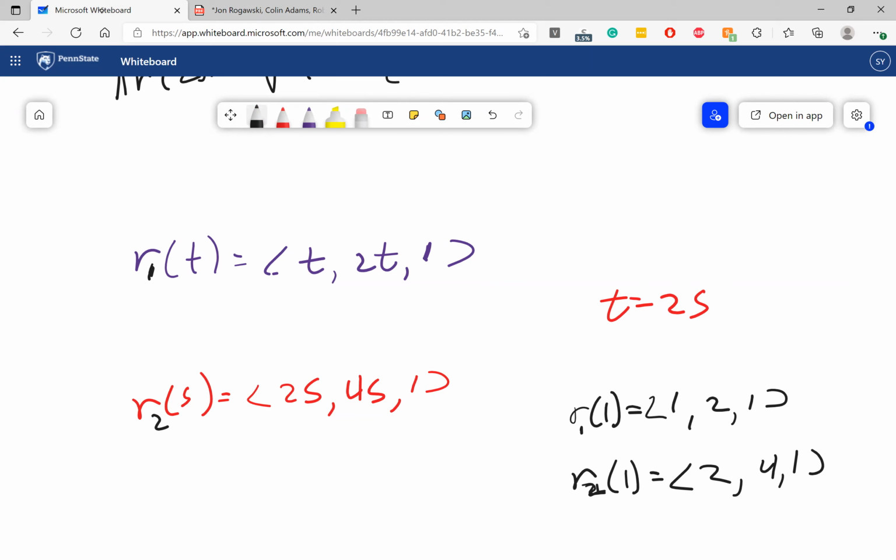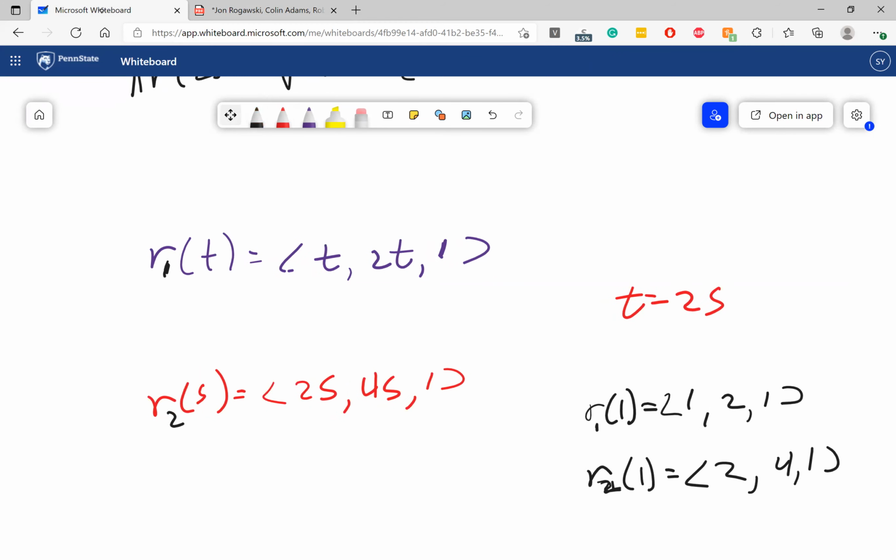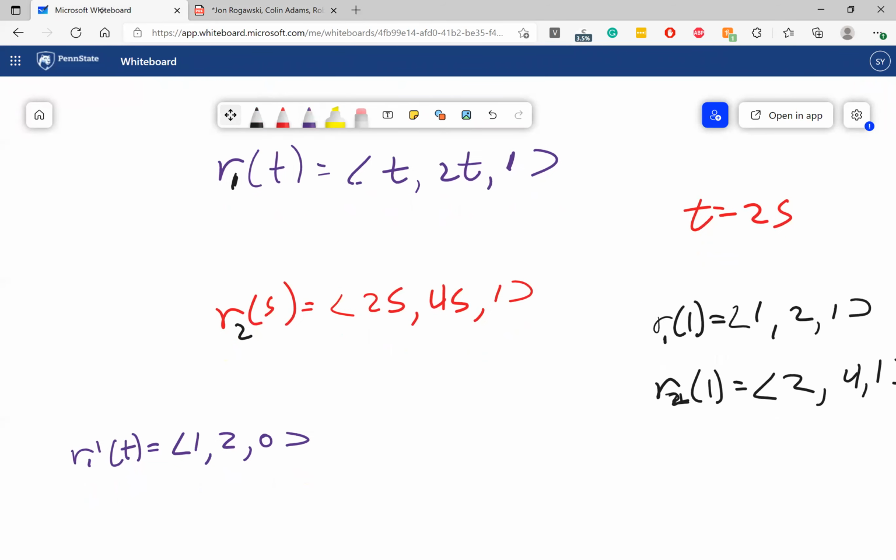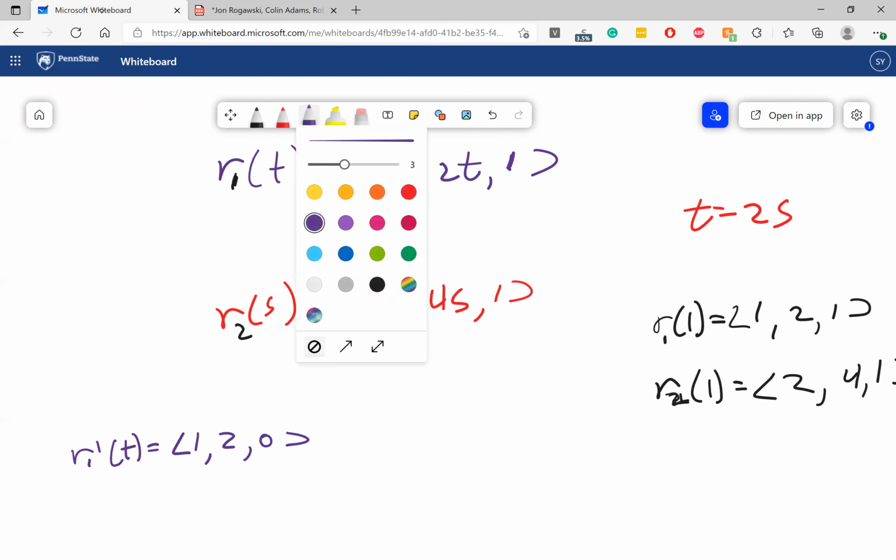So we're moving along this curve twice as fast. And in fact, when you check the velocity, you will see that you're moving along this curve twice as fast, right? We can even try to do it. What's the velocity of R1? R1 prime of t is going to be equal to 1, 2, and 0. So the velocity for this curve is always the same. It does not depend on t.